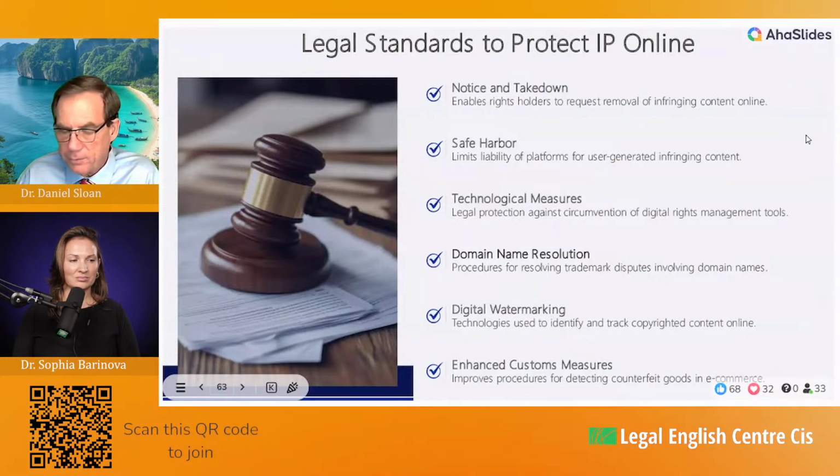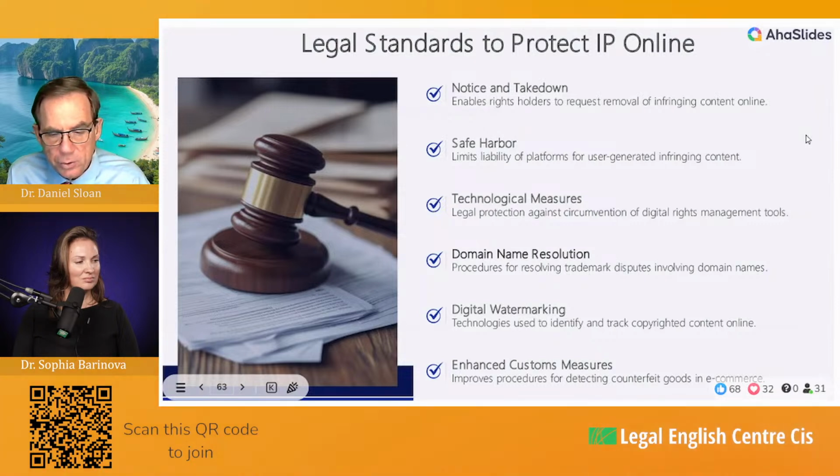I know we're almost out of time. Legal standards to protect IP online. So this is kind of going back over what we've gone through here. Notice and takedown enables the rights holders to request removal of infringing content. A safe harbor limits liabilities for platforms for user-generated infringing content. We want to have safeguards.